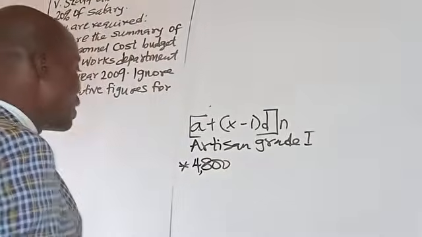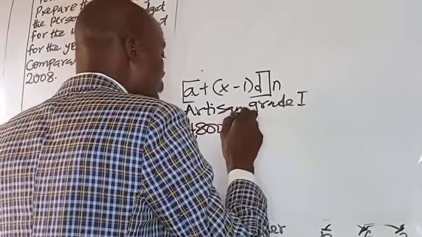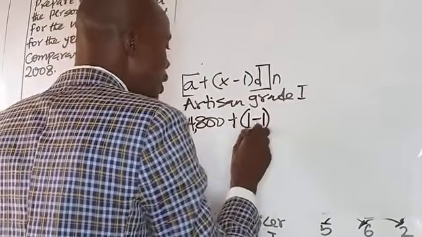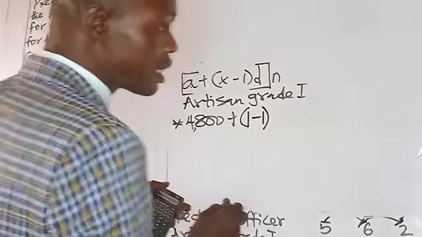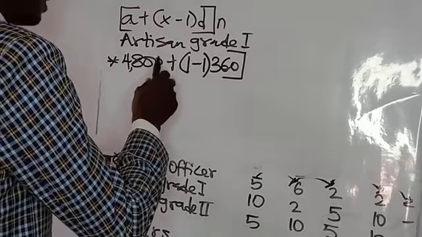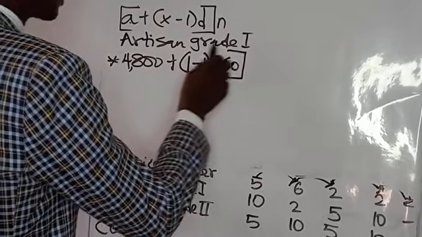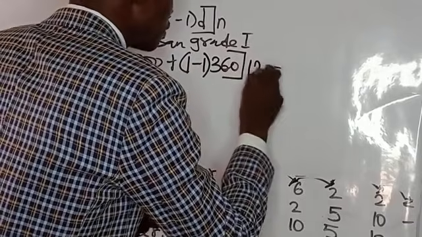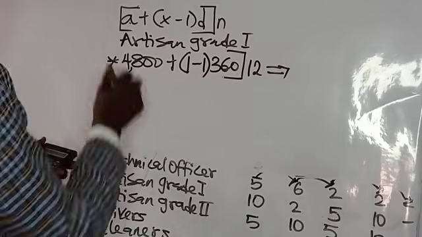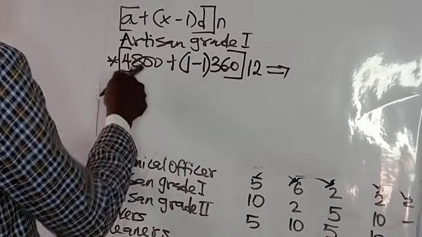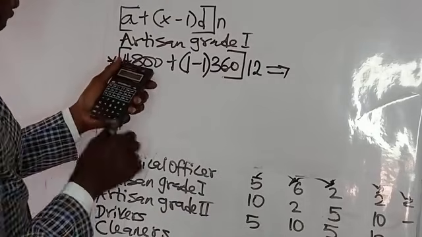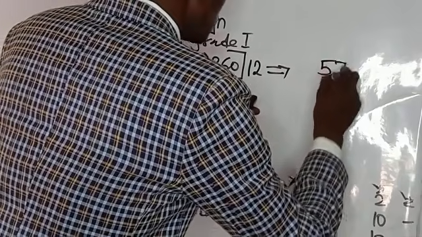So since they will be placed on step 1, we are going to calculate step 1 for those employees who are newly recruited. Step 1, x is 1 minus 1 into increment. The increment for artisan is 360. The newly recruited artisan grade 1 are 12. So we have times 12. So 1 minus 1 is 0. 0 times 360 we have is 0. 0 plus 4,800 we have 4,800. 4,800 times 12 we have 57,600.